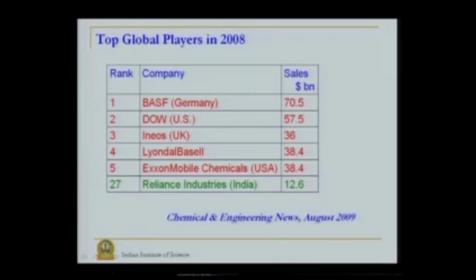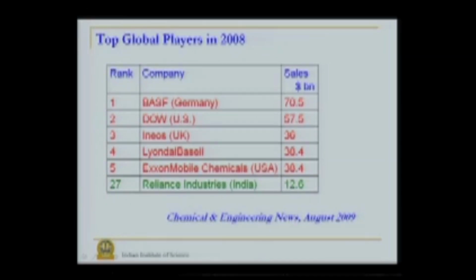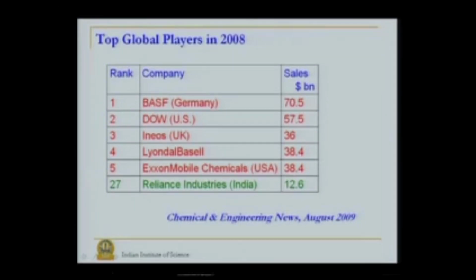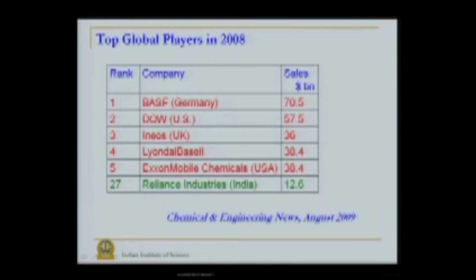Now, before we go into the subject matter, it is always nice to know what is happening in the outside world, outside industry. I typically start my lectures, this lecture series, by telling who are the global players in the field. This list is taken from Chemical and Engineering News, August 2009, and tells us about who are the players or companies in the market, the top ranking chemical companies. And here I have not included pharmaceuticals or biotech companies and so on.